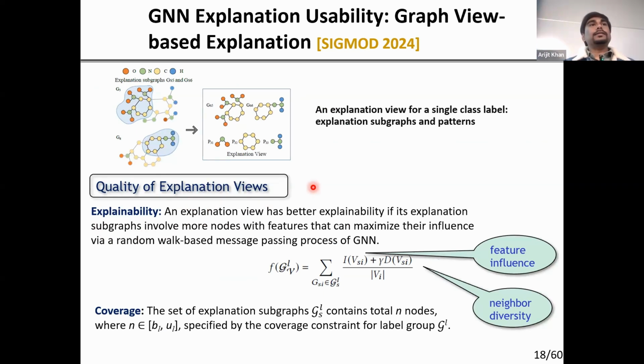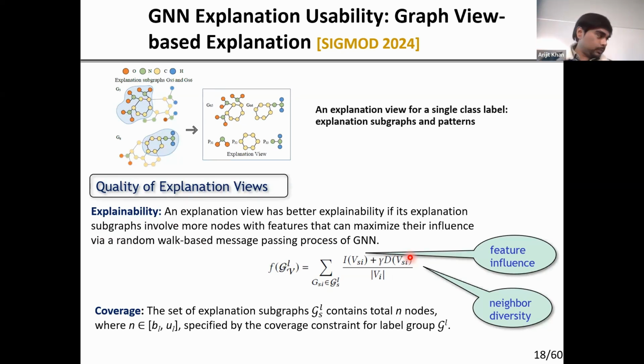We want to get this kind of graph views consisting of both the lower tier explanation subgraphs and the higher tier patterns, but we find out that still there could be many possible solutions. So we want a unique solution that is also of good quality. Now, how do we measure the quality? Well, we have two terms that we incorporated in our objective function, and they are based on the feature influence, and I will explain them, and the other is diversity. What do you mean by that?